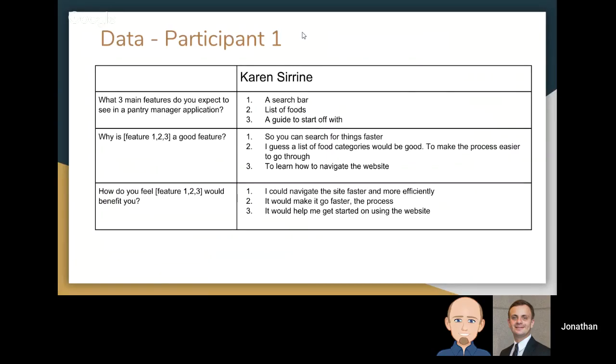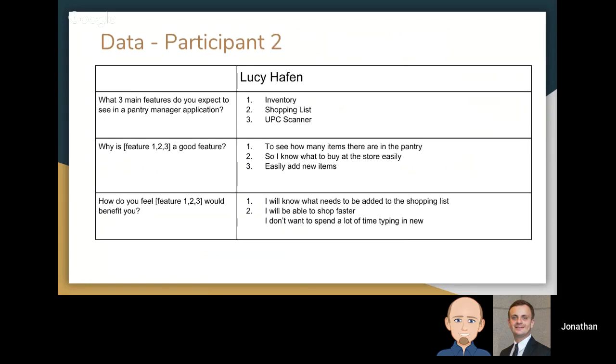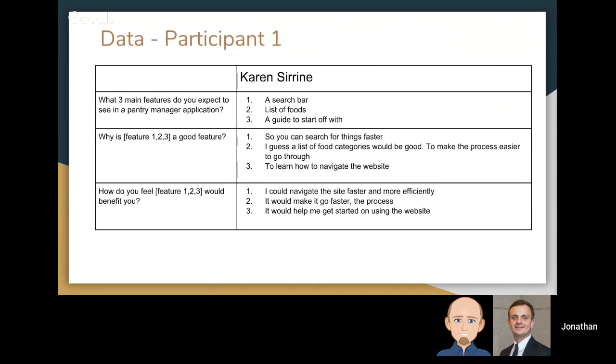Now we're going to talk about the data that we collected. We interviewed 3 participants, and we did this by asking them what the 3 main features are that they would expect to see in a pantry manager application. Each of our participants gave definitely varied answers. If we had planned for this and asked them about specific features, we would never have known what the users preferred. And you can see these answers informed how the rest of our questions would go.